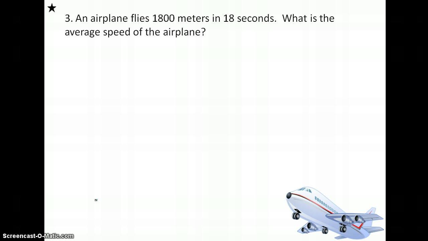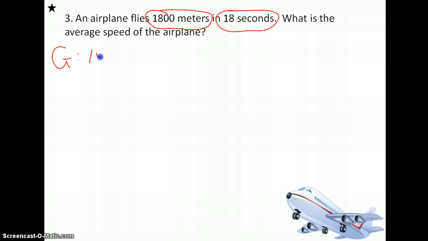All right, now it's time for question number 3. An airplane flies 1,800 meters in 18 seconds. What is the average speed of the airplane? So we can look at our numbers, and we've got 1,800 meters, and we have 18 seconds. So these are our givens. So let's come down and list our givens.